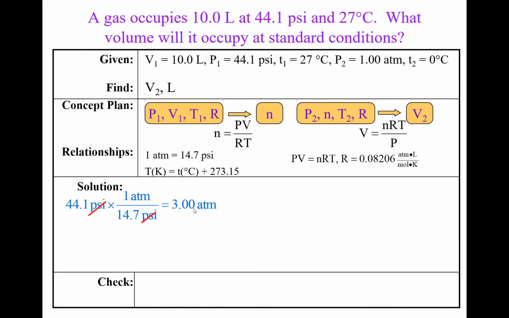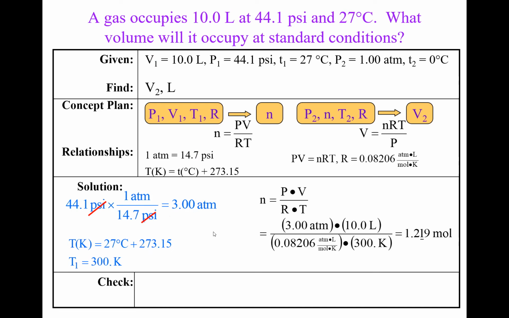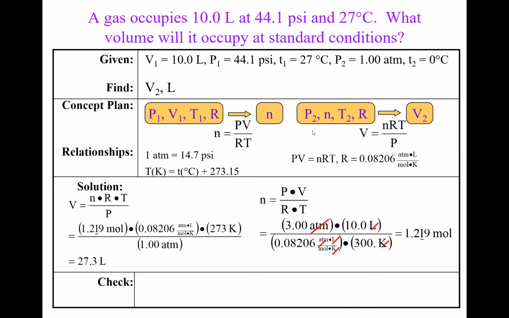All right, so get out of PSI and get to atmospheres. This one worked out nicely. It's right at 3. 27 plus 273 is 300, so kind of nice round numbers. 10 liters, right? Nice round number. 1.219 moles at these unique, random conditions, right? What about at the standard conditions? So now we take the moles that they gave us, 1 atmosphere and 273, and we get 27.3 liters.